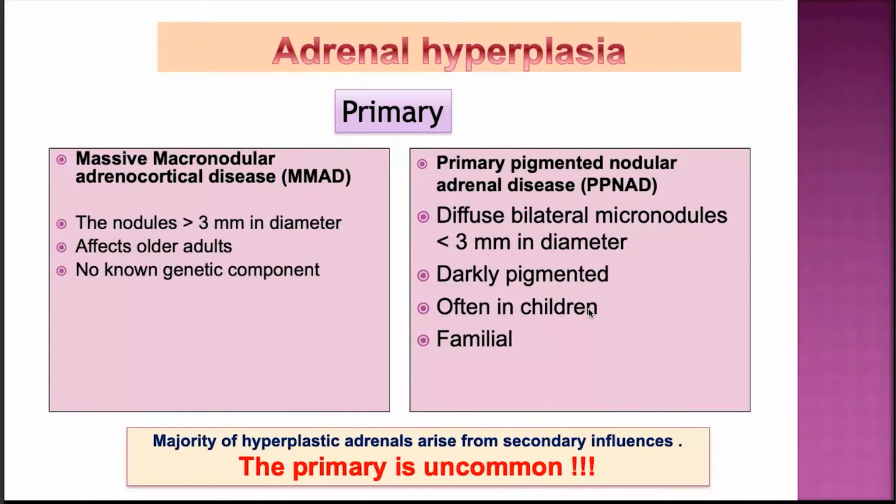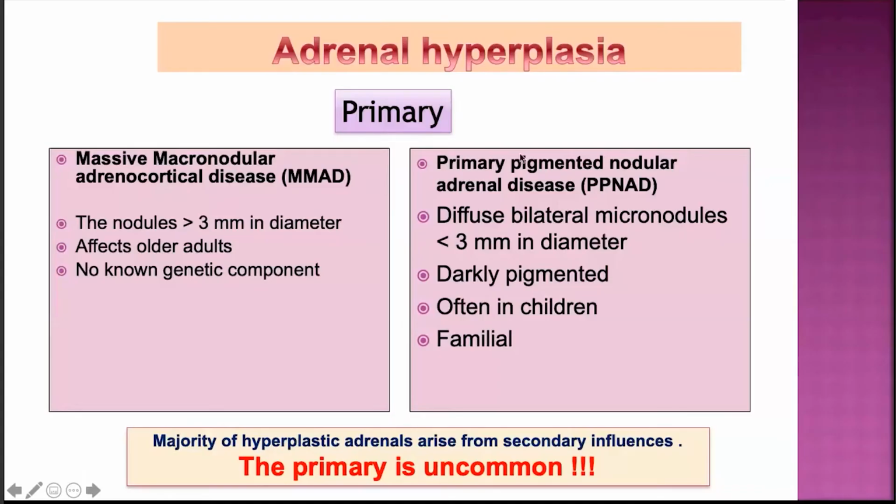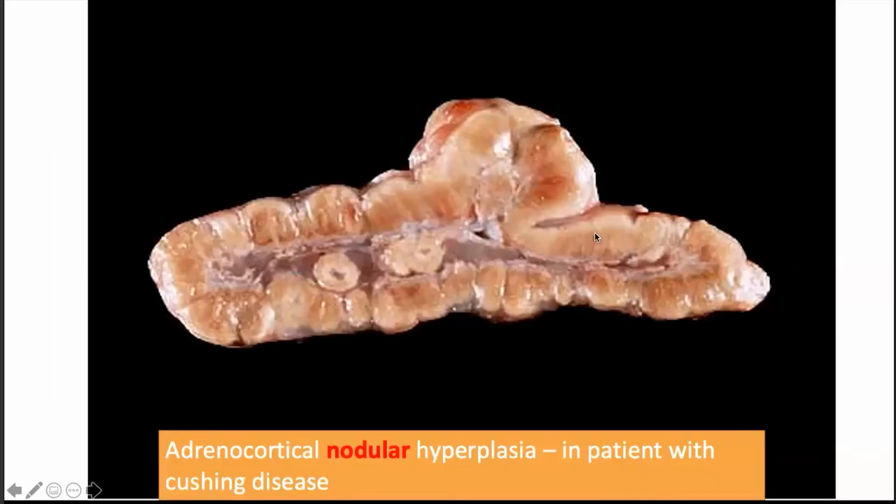For example, massive macronodular adrenocortical disease and primary pigmented nodular adrenal disease. These are primary hyperplasia, which is uncommon. This is an example of adrenocortical nodular hyperplasia. Their gross picture will be hyperplastic, with increase in the size of the adrenal glands, forming nodules like this.